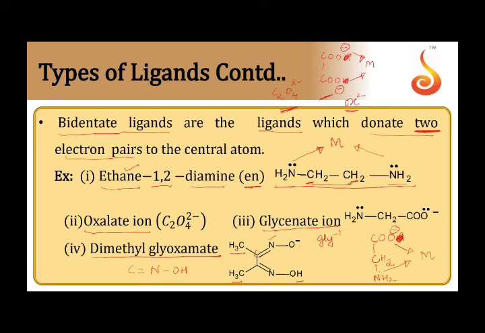In all these, all of them are bidentate ligands. Ethane 1,2-diamine is neutrally charged. It does not have any charge, 0 charge. Oxalato ion has a 2 minus charge. Glycinato, you can see it has 1 minus. DMG, this is the abbreviation for this ligand. DMG has a -1 charge as well.